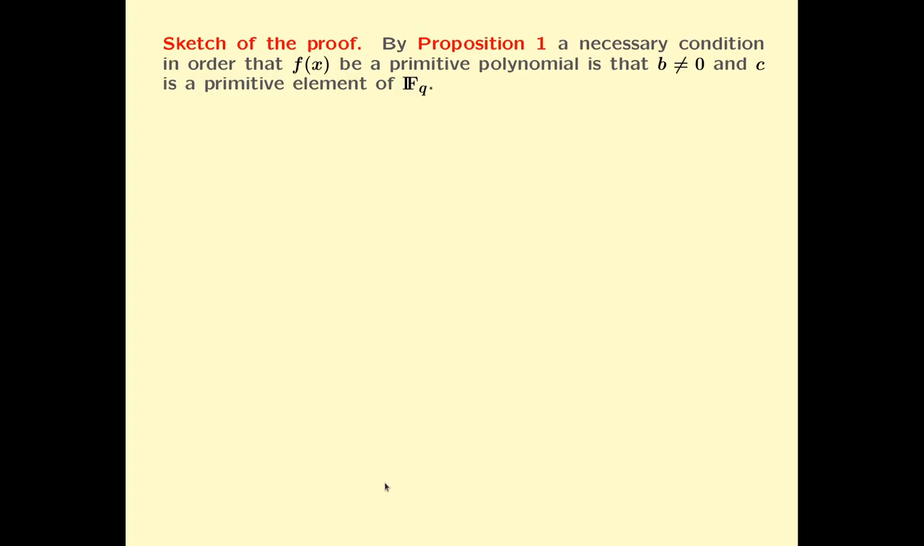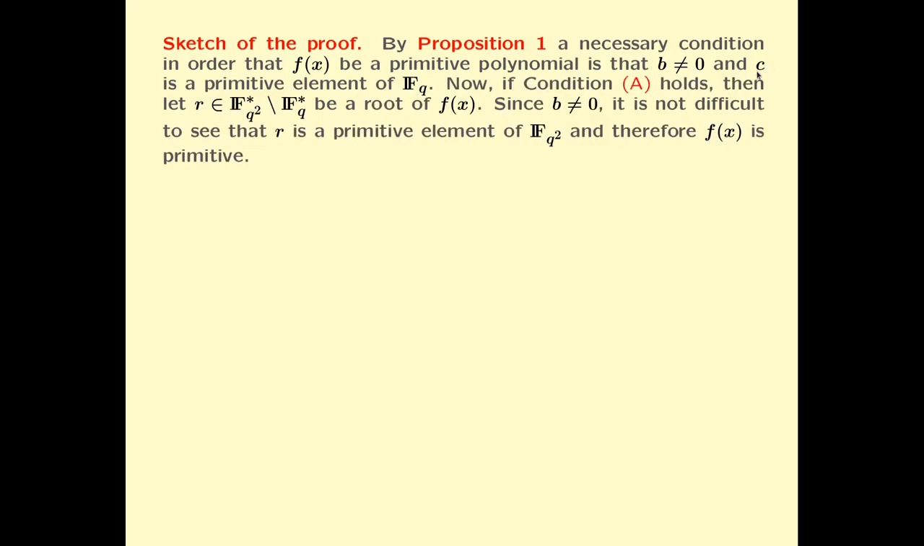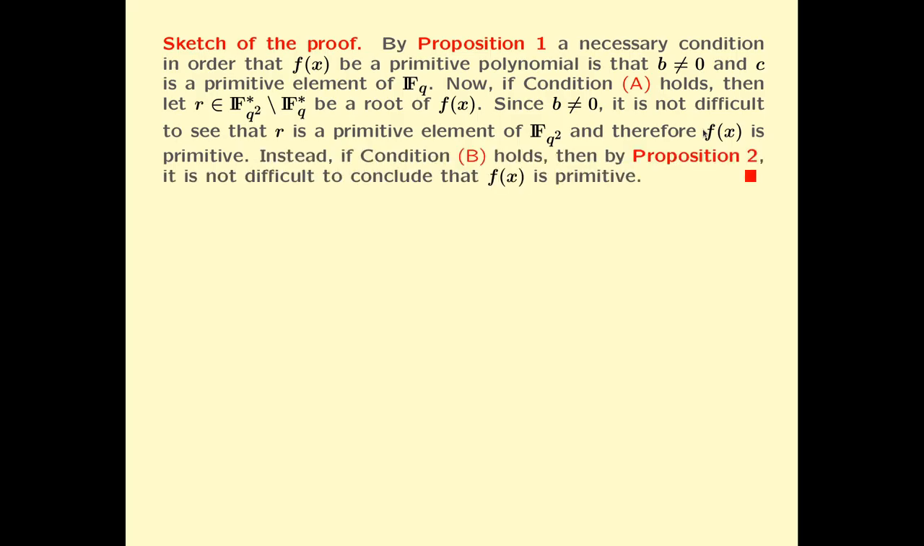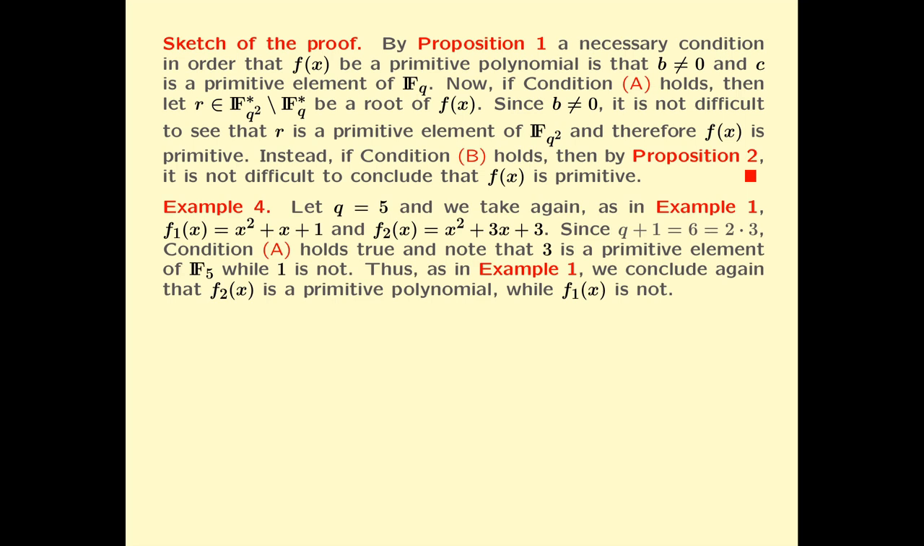The following is a sketch of the proof. By proposition 1, a necessary condition in order that f(x) be a primitive polynomial is that b is different to 0 and c is a primitive element in Fq. Now, if condition A holds true, then we take r to be a root of the polynomial f(x). Since b is different to 0, it is not difficult to see that the root r is actually a primitive element in the finite field Fq², and therefore f(x) is a primitive polynomial. Instead, if condition B holds true, then by proposition 2, it is not difficult to conclude that f(x) is a primitive polynomial. Let's see some examples.